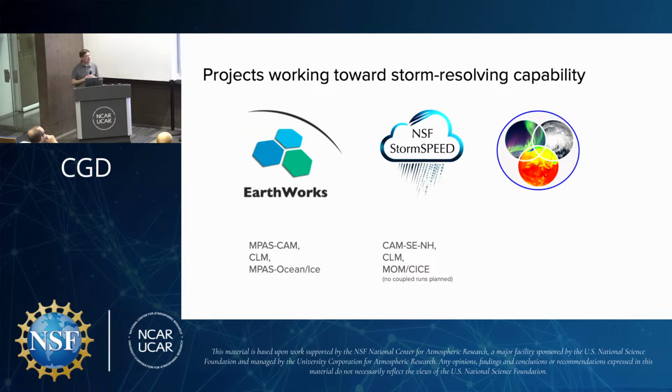So at NCAR, we have a number of projects that are trying to take steps towards these storm resolving capabilities. I'm listing 3 of them here. There might be more, but these are the 3 that I know about. Earthworks, which is led out of CSU by Dave Randall, is using MPAS as a dynamical core in the atmosphere coupled to the CAM physics, coupled using the CESM infrastructure, but bringing in the MPAS ocean and ice to do coupled climate modeling. NSF Storm Speed is a project that's led out of the University of Michigan by Christiana Jablonowski.